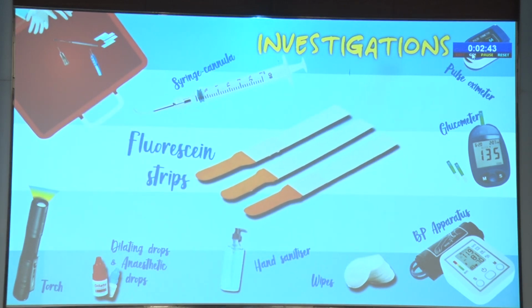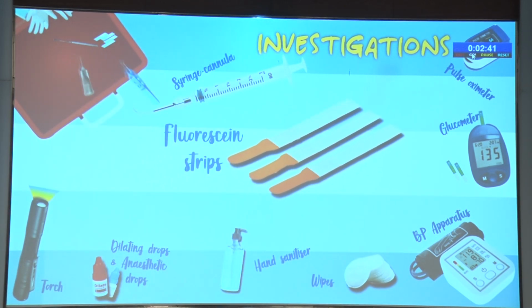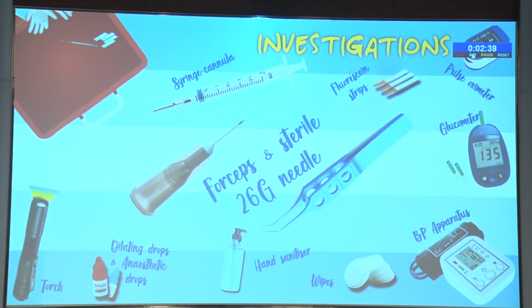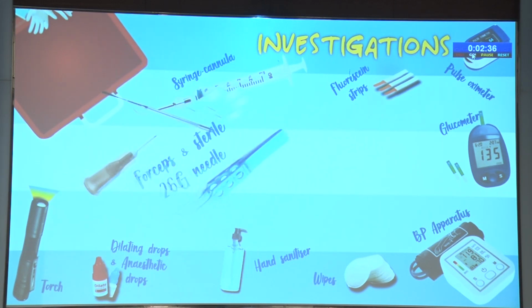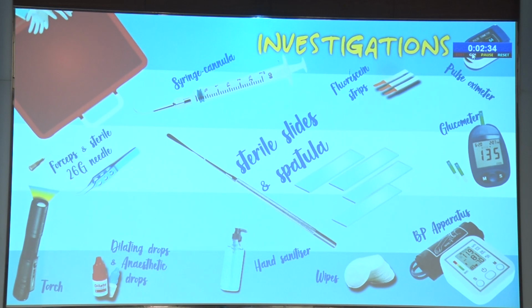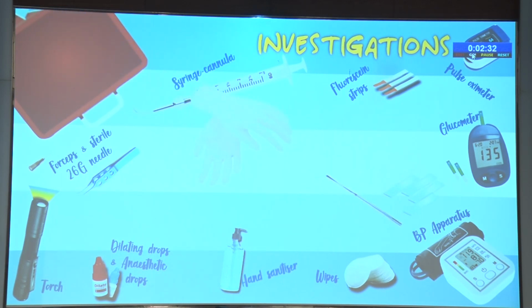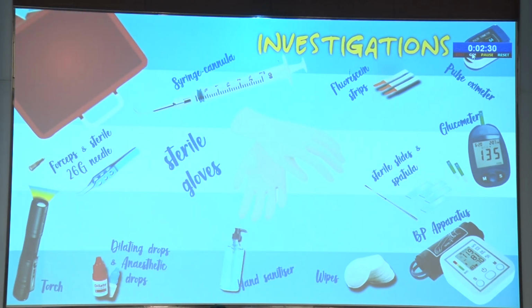fluorescent strips for corneal pathologies, forceps and sterile 26 gauge needle for foreign body removal. We also have sterile histopad slides and spatula for corneal scraping, sterile gloves for safe examination.